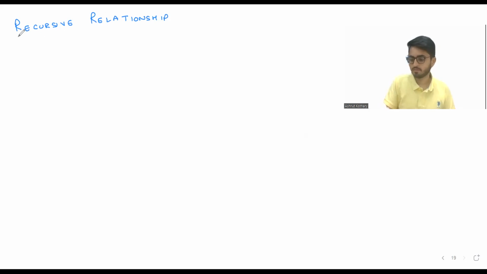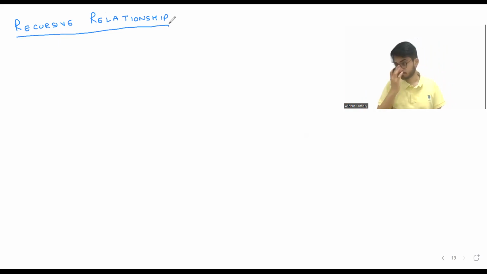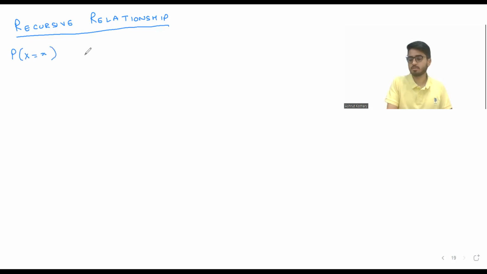Give the next heading. Recursive relationship. And right now, we would attempt to establish a general relationship between probability x equal to x, given on the screen, and probability x equal to x minus 1.